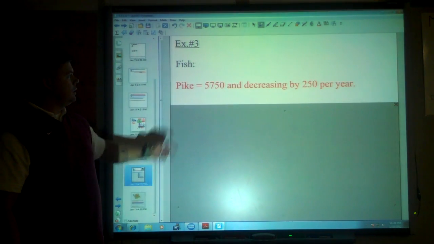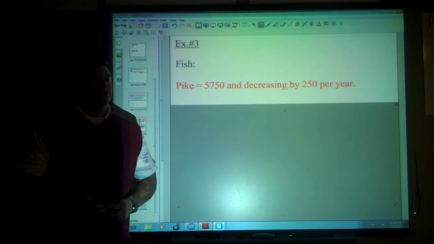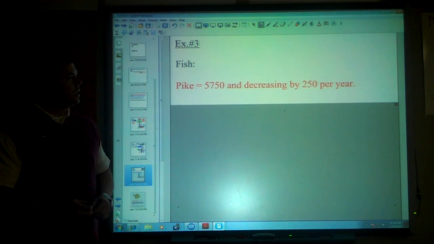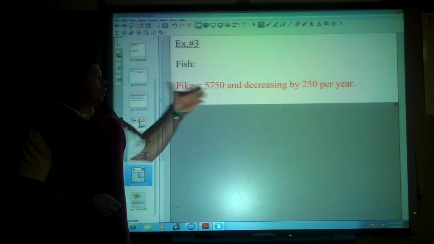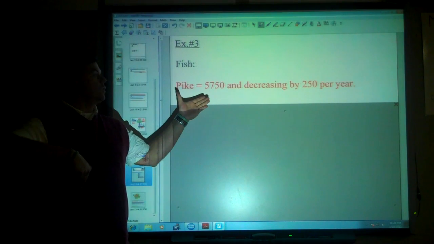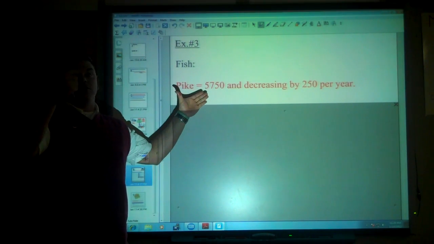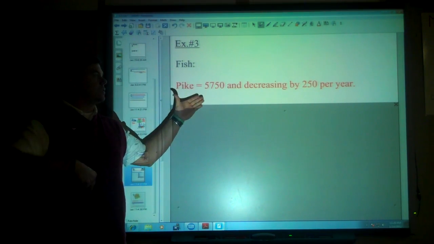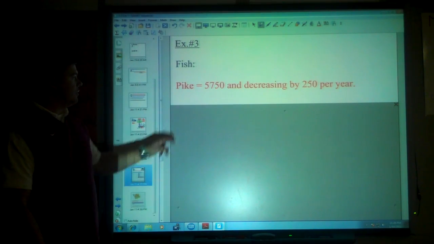Fish pike are equal to 5,750 and they decrease by 250 a year. So there's currently 5,750 fish. But next year there's going to be 250 less, so there'll be 5,500. And then there'll be 5,250. And then there'll be 5,000. It's going down 250 fish every single year.